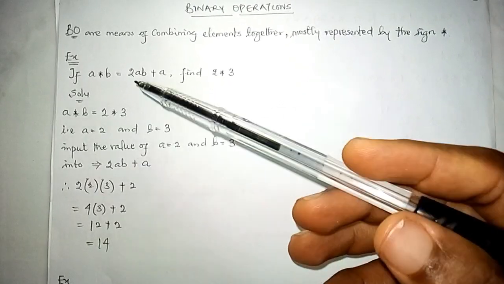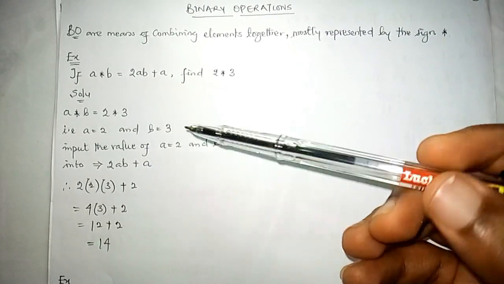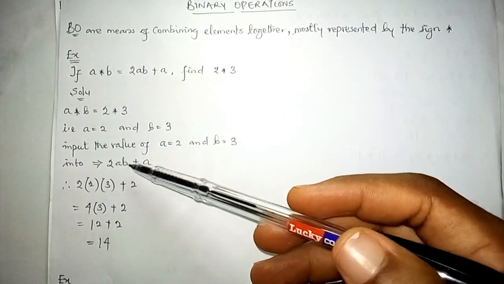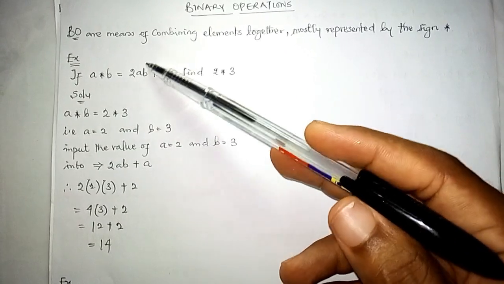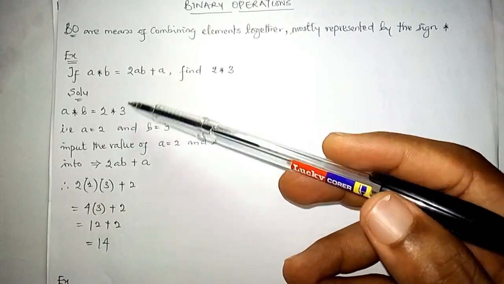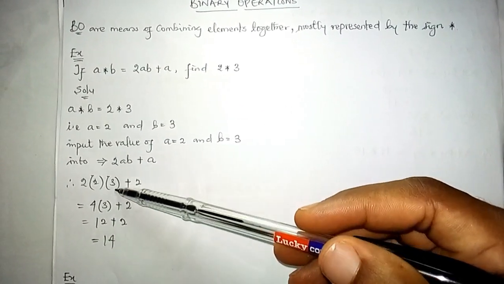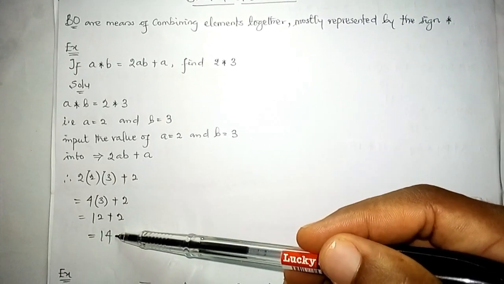We inputted the value of a equals 2 and b equals 3 into the given function there. The next thing we did, when we simplified it, we got 14 as our answer.